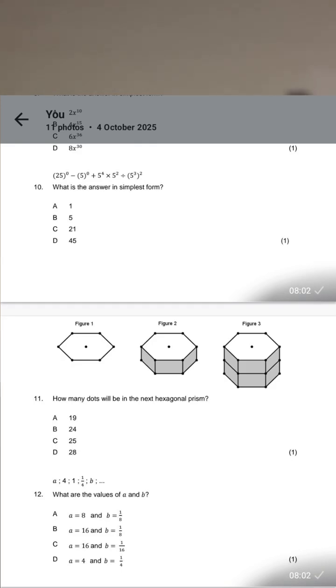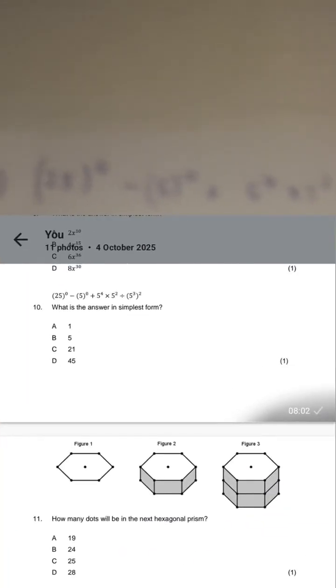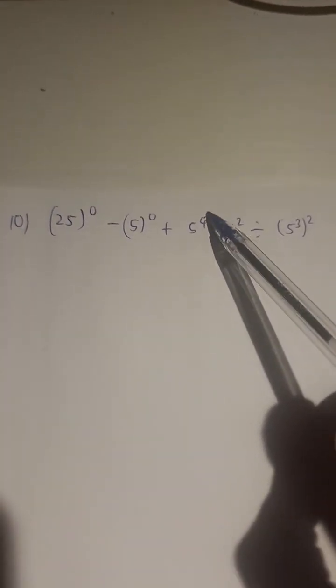So what's important here is that we need to actually go ahead and answer this question first. So let's go and actually write it down so that we can then attempt to answer the question. So 25 to the power 0 minus 5 to the power 0 plus 5 to the power 4 times 5 to the power 2 divided by 5 to the power 3 raised to the power 2.